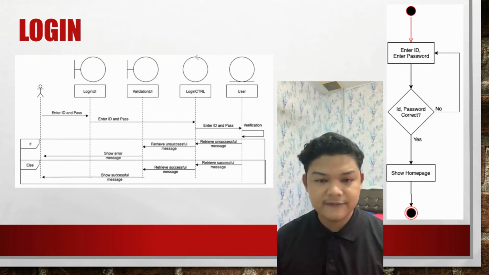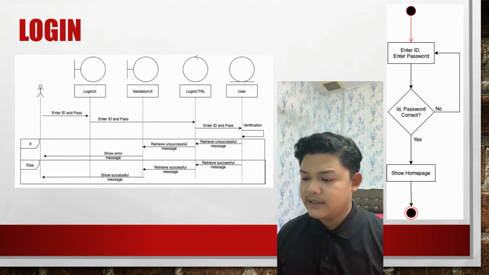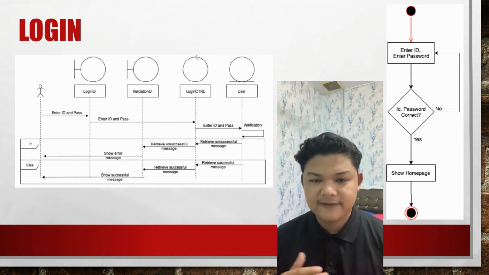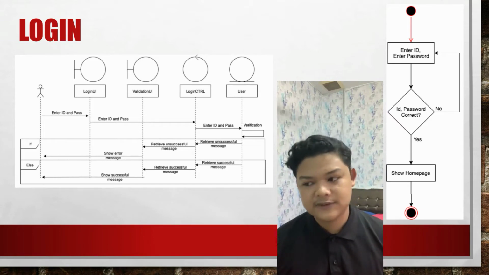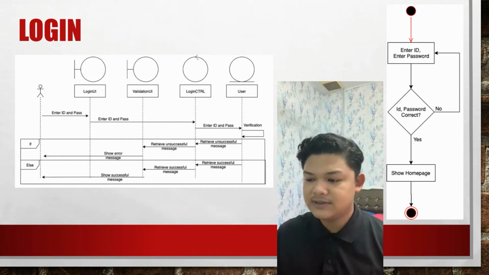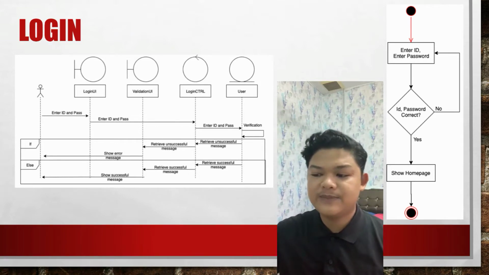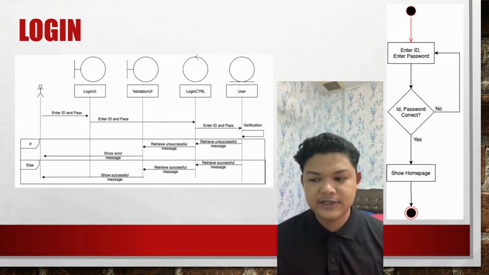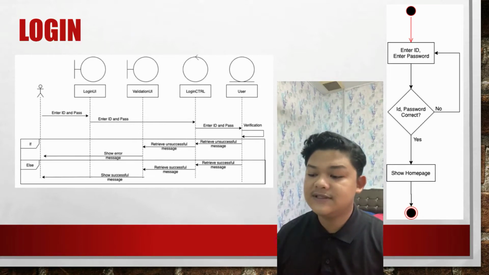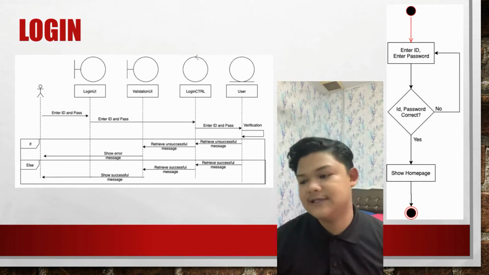But there is an alternative flow. If the ID or the password is wrong, it will be displayed that it does not exist in the database if the login ID and password is wrong. Next, they will go back to the first step, which is the login page is displayed, so they can log in again. Okay, the post condition for this use case is users have successfully logged in into the system.